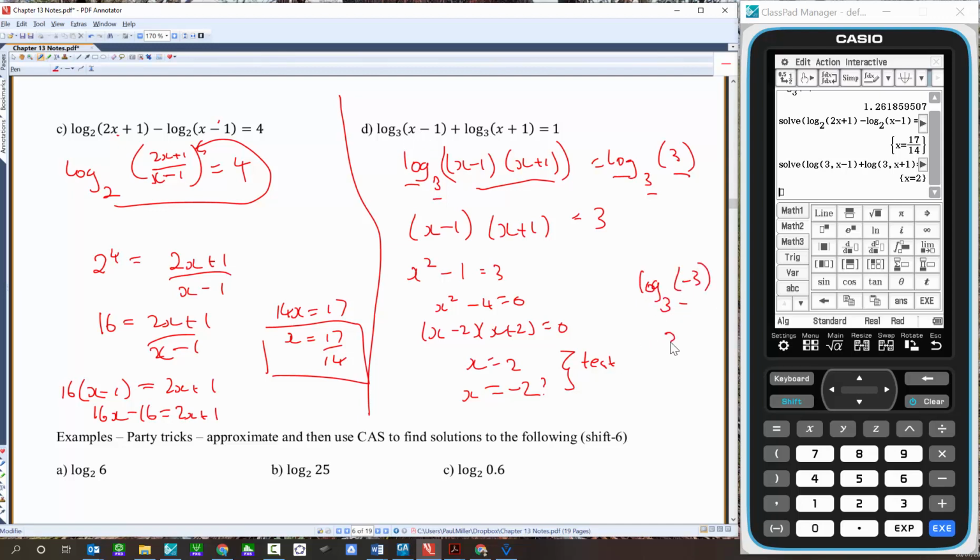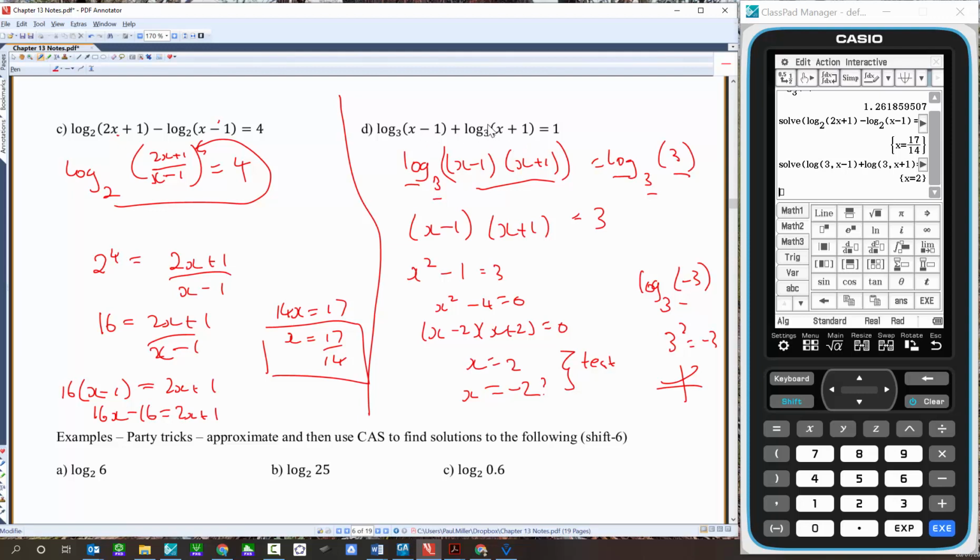Now, what's the problem? 3 raised to what power will give me negative 3 as an answer? Any power you feed it, it won't work. 3 to the x is always above the x-axis. It's never going to be negative, okay? So what we've got to conclude here is that x is equal to negative 2 is an out-of-domain solution, okay?